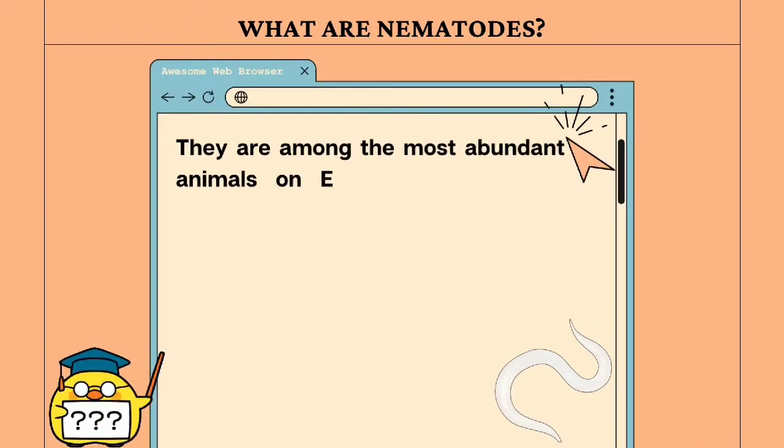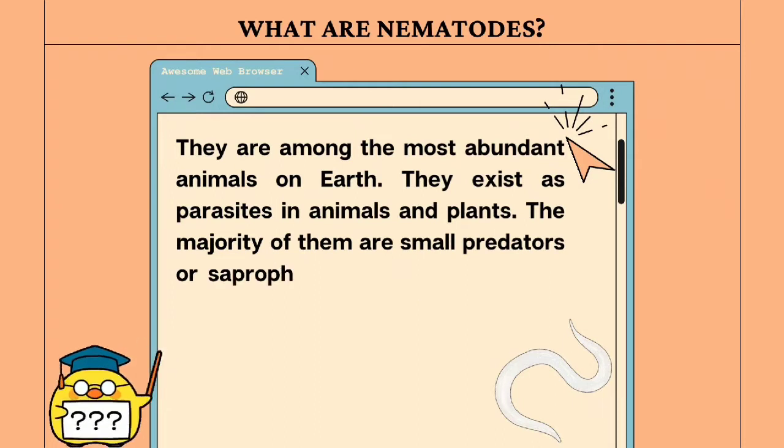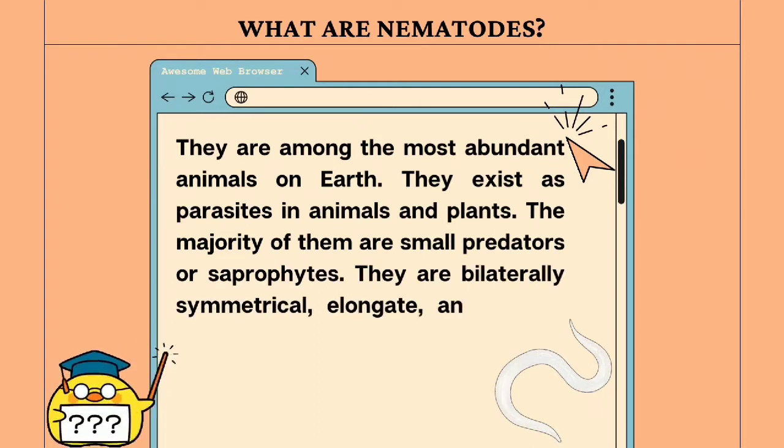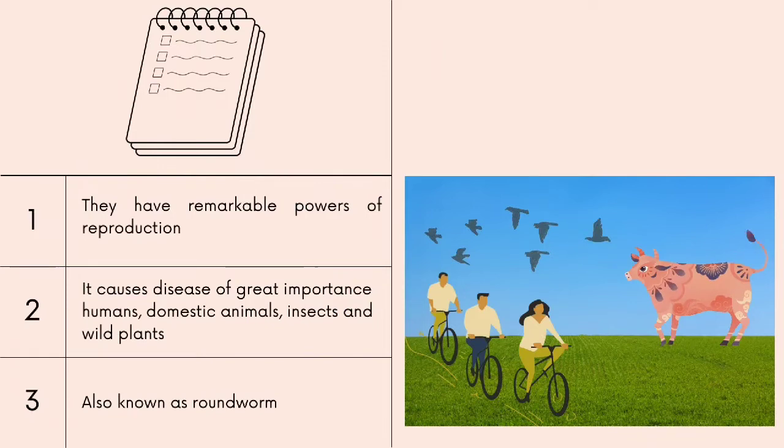So what are nematodes? They are among the most abundant animals on Earth. They exist as parasites in animals and plants. The majority of them are small predators or saprophytes. They have remarkable powers of reproduction. They can also cause disease of great importance to humans, domestic animals, insects, and also wild plants.